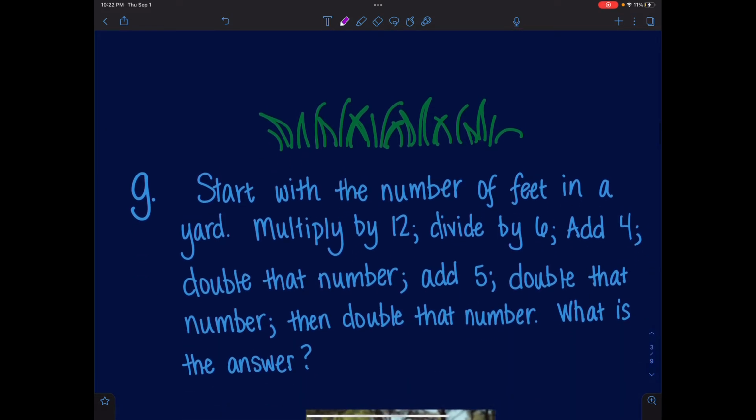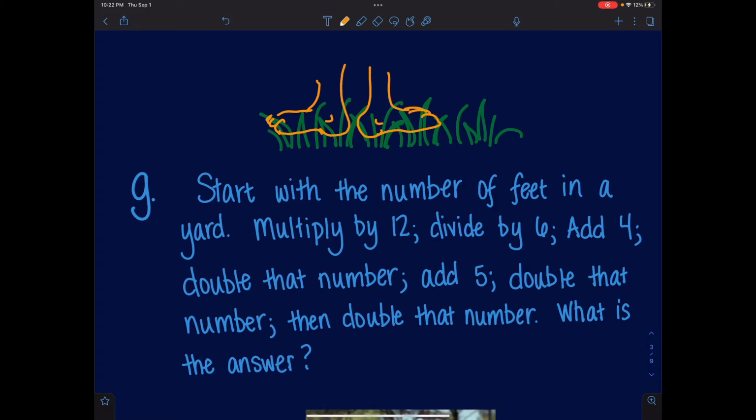Okay, and G. The reason why I put some grass here is to help you out with this problem, because you're going to start with the number of feet in a yard. I don't know if you remember this from last year, or maybe it was the year before that when I taught feet and yards and all that stuff. But my little visual mnemonic for this is to actually picture feet like somebody standing in a yard, right? And so here's their foot. Except it's not 1 foot in a yard, it's 3 feet in a yard. So you have to picture 3 feet.